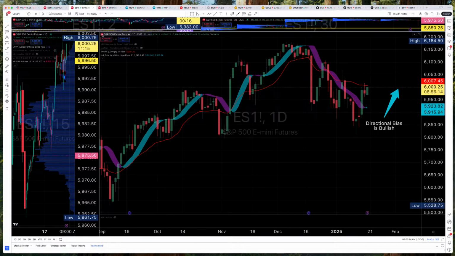All right, so the next step is to figure out where and when we're going to trade. And so for that, we look at volume profile and the market structural analysis.